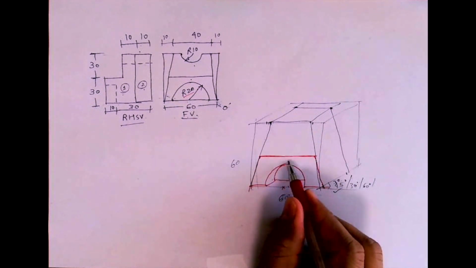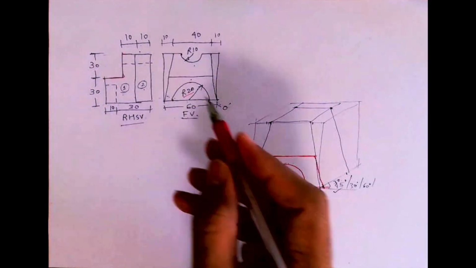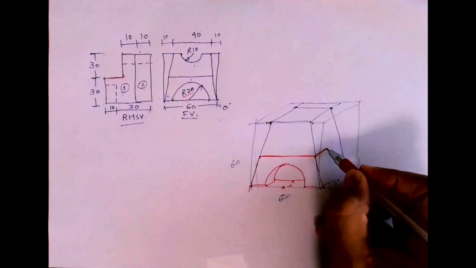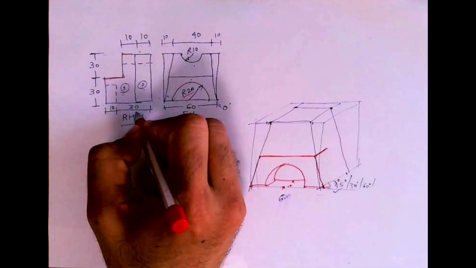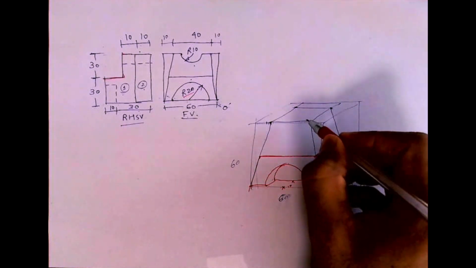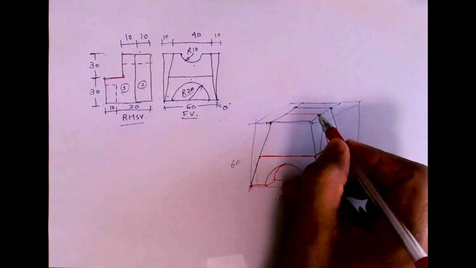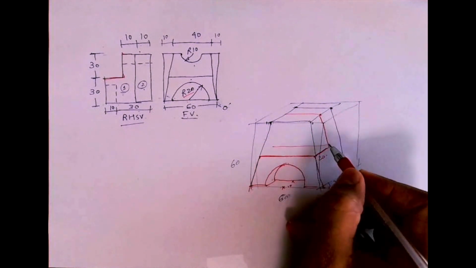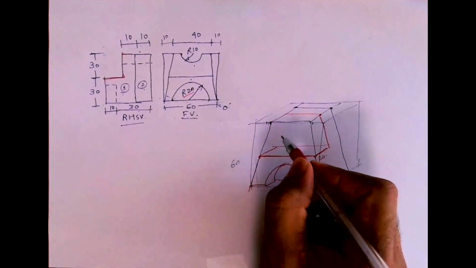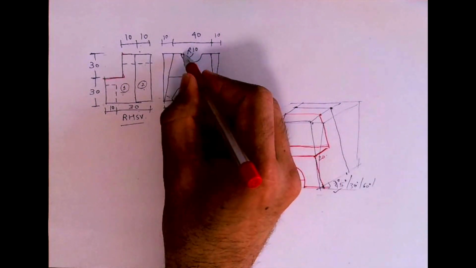After that, see this part. How much I have to go inside? 20. This is 40, this is 20. So this will be 20. This is also 20. And you join this. So you'll draw this part like this. See, this is how you'll get that slope. So we are done with this first part.